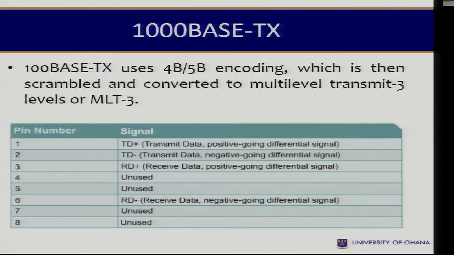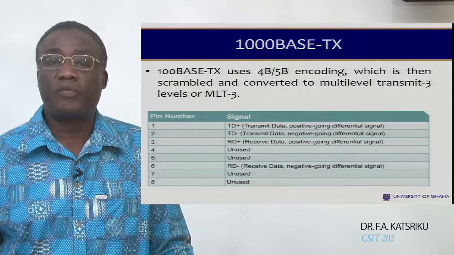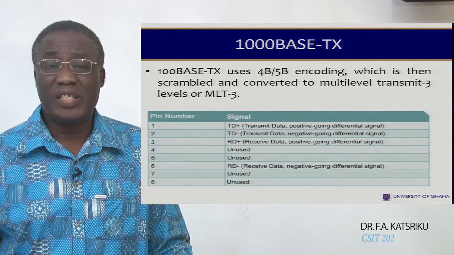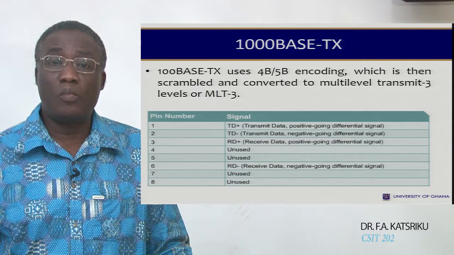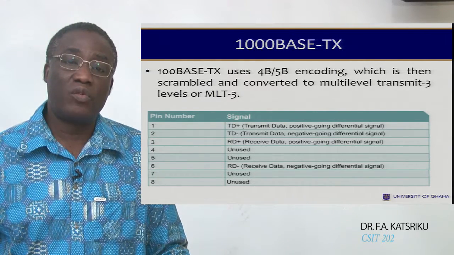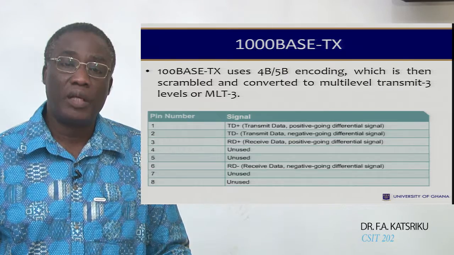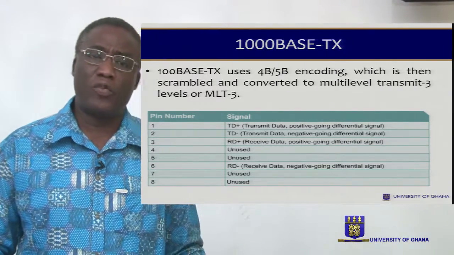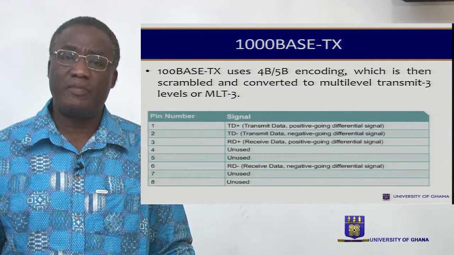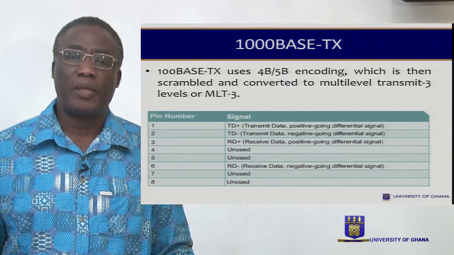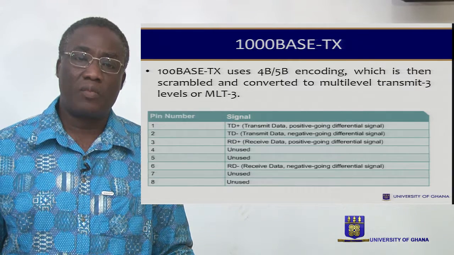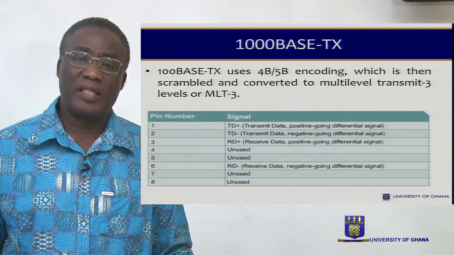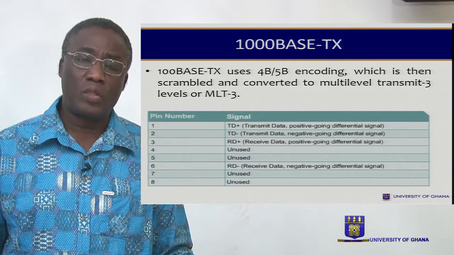100BASE-TX uses a 4B/5B encoding, which is then scrambled and converted to a multi-level transmit 3 levels, or MLT-3, level. Again, the table here, the key thing for you to find out is what a 4B/5B encoding system is. The table gives you the pin numbers and the signals that are on those pin numbers.